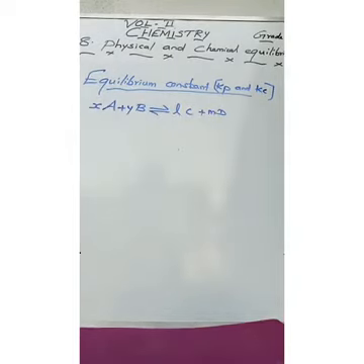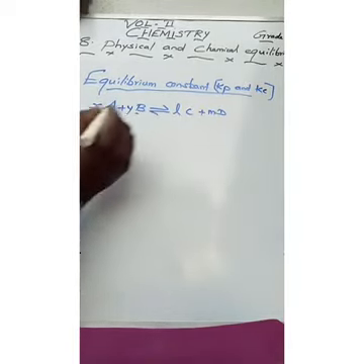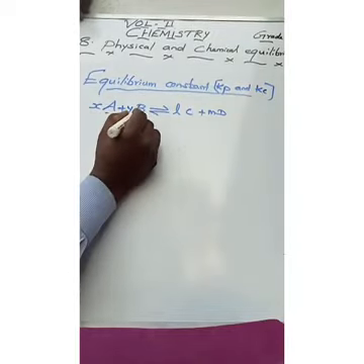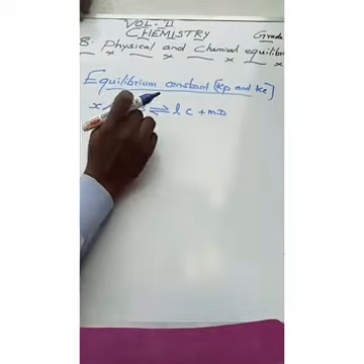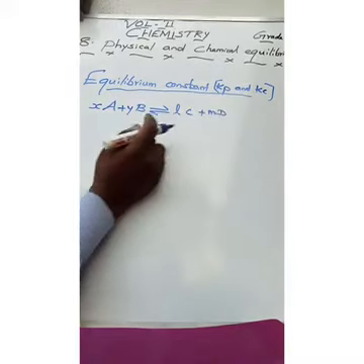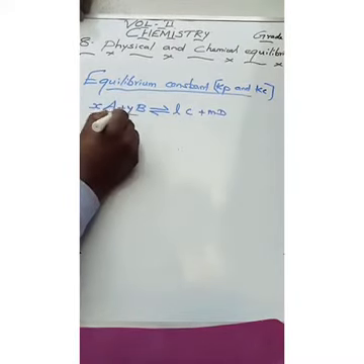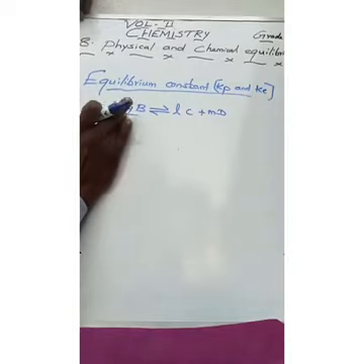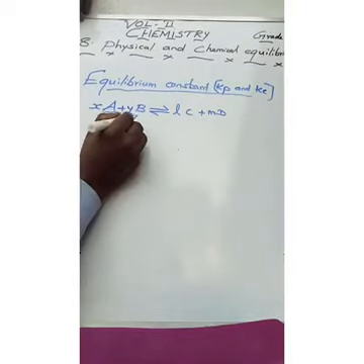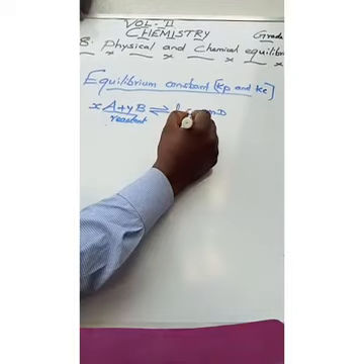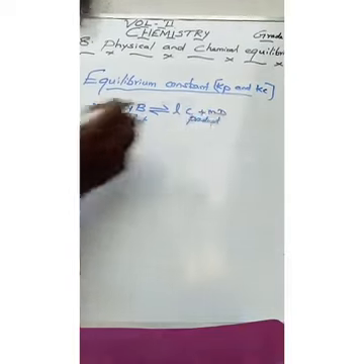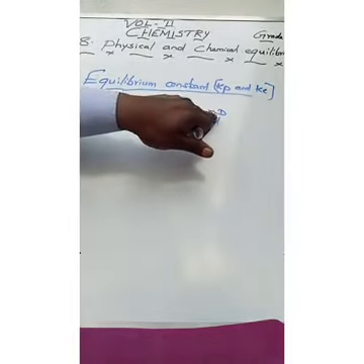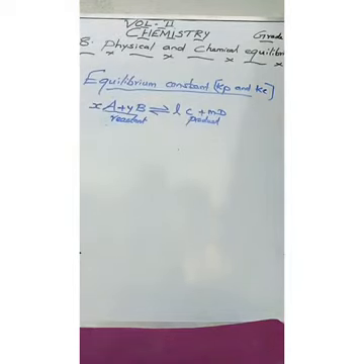Here, A and B are the reactants, and C and D are the products. Don't forget that. Here, what are X, Y, L and M? These are the stoichiometric coefficients of A, B, C and D. Am I right?